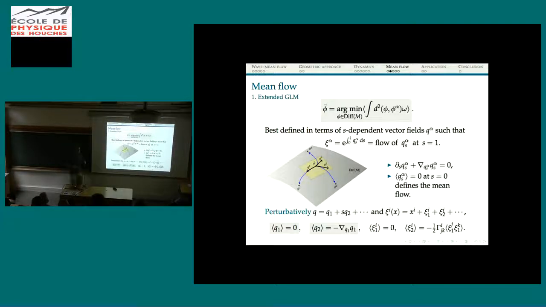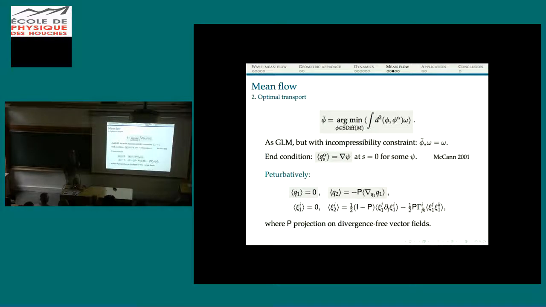Okay. And so as has been commented, of course, this GLM doesn't respect volume preservation, but it's a very cheap thing to change this by just adding the S here, which means volume preservation.